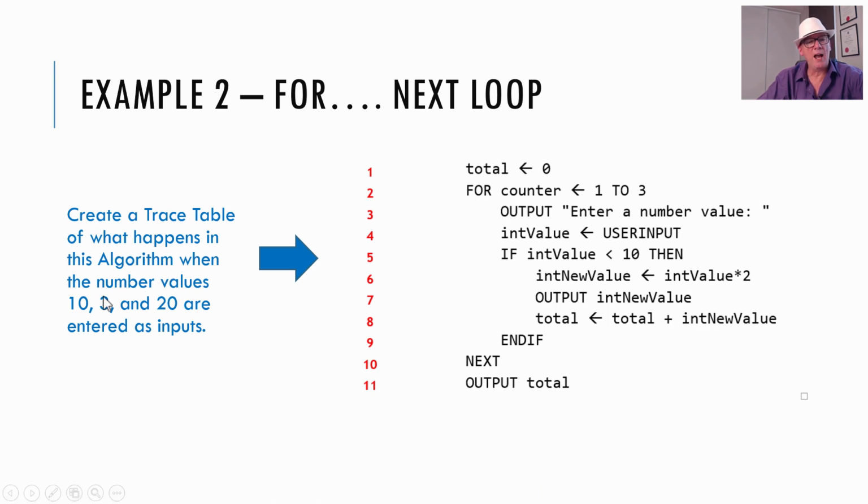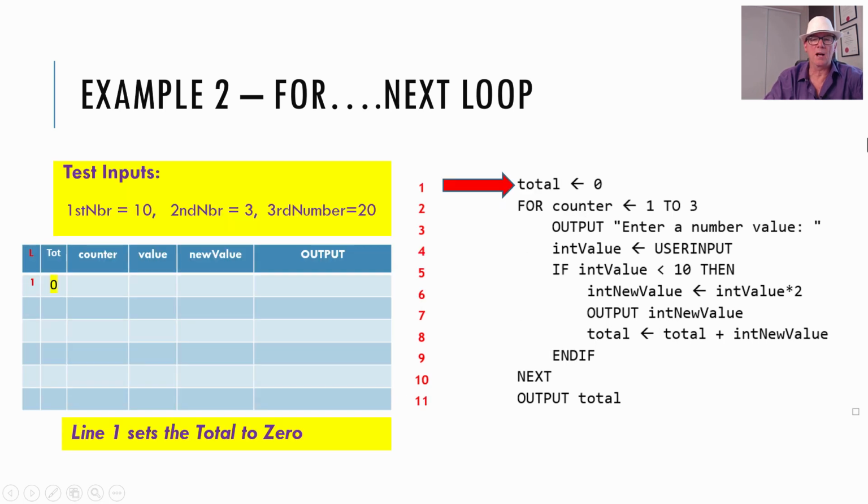So this one here, we're going to try out what happens when 10, 3, and 20 are entered as inputs to this program. What sort of things are going to happen and what's going to come out on the screen? So there's the pseudocode we've been given, the algorithm, the processing, and we're going to number that 1 to 11. So that's step 1, remember, that we number all of our lines. Now, our test inputs, we should note down what they are. The first number is 10, the second number is going to be a 3, the third number they enter is going to be a 20. And let's start at line 1.